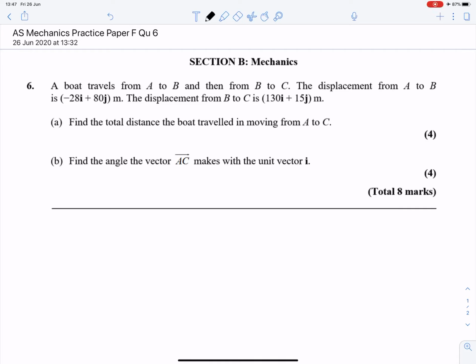A boat travels from A to B and then from B to C. The displacement from A to B is minus 28i plus 20j. Displacement from B to C is 30i plus 15j. So let's just lift out the key information and write it as a column vector, as that's how I prefer to work. AB is minus 28 and 80, and BC is equal to 130 and 15. You don't have to work with column vectors, but I usually find that easier.